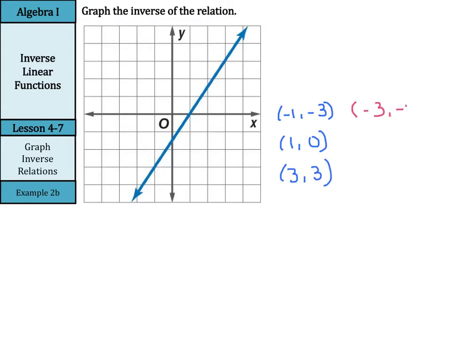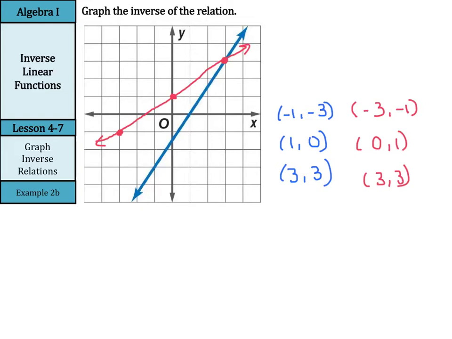We have (-3, -1) is the inverse point. (0, 1) is an inverse point. And, well, yeah, (3, 3) is the inverse point here. So (-3, -1) is a point. (0, 1) is a point. And (3, 3) is a point. And we go to graph this line, something like that.